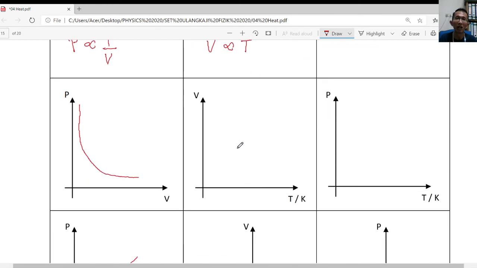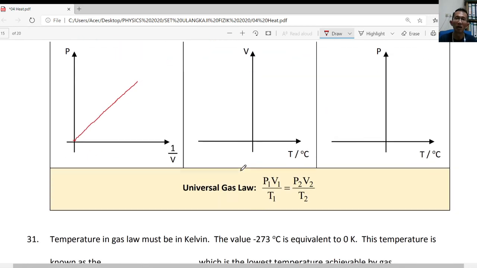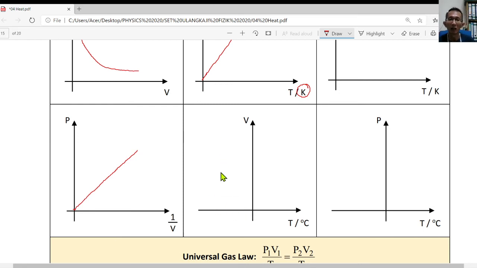All right. So if I have V against temperature, and the temperature is in Kelvin, it will start from 0, 0, sorry, and it will go straight up. Okay, it's directly proportional. But if my temperature here is in degrees Celsius, it is still a straight line, but it doesn't start from 0. In fact, it will intersect the x-axis here at negative 273 degrees Celsius. So meaning to say that 0 Kelvin is equivalent to negative 273 degrees Celsius.